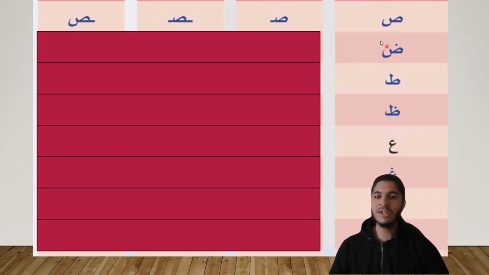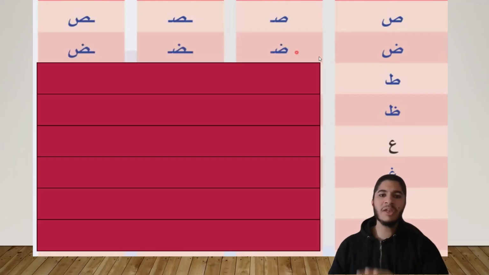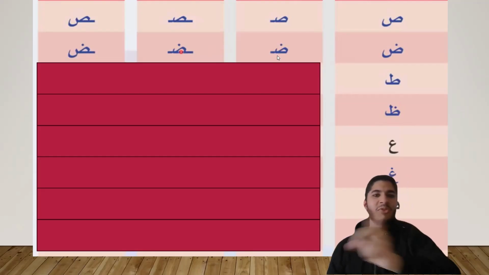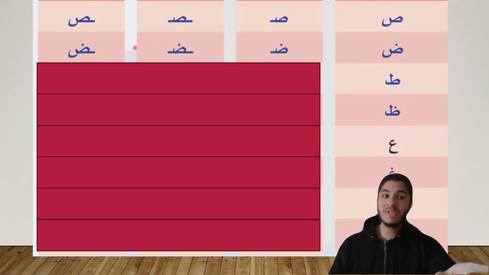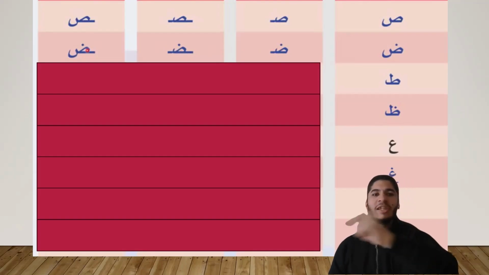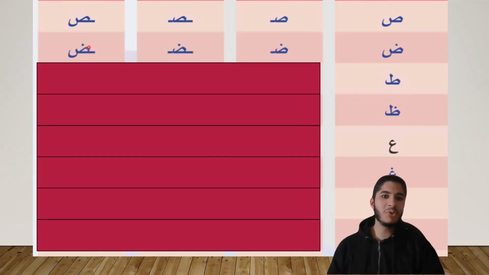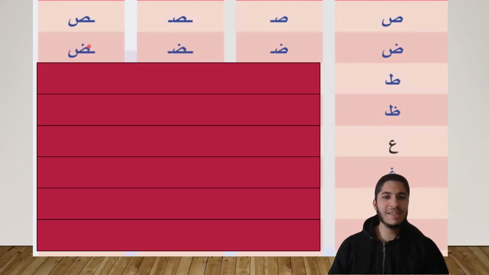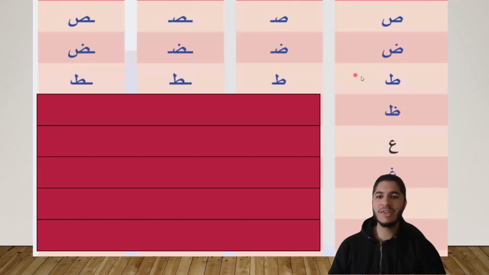Let's see the next one. After Sod, Dod. The same as Sod. It has the same everything, just there is a dot on the top. So when it comes in the beginning, you say link to the letter after. When it comes in the middle, you say link to the letter before, link to the letter after. When it comes at the end, just link to the letter before and there is no letter after. So the curve returns again. Is it easy? Perfect. Let's see the next one.